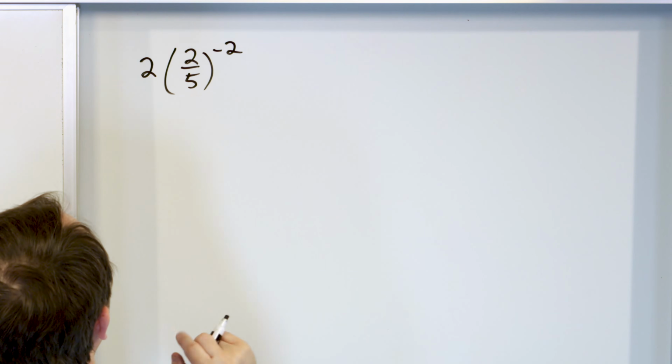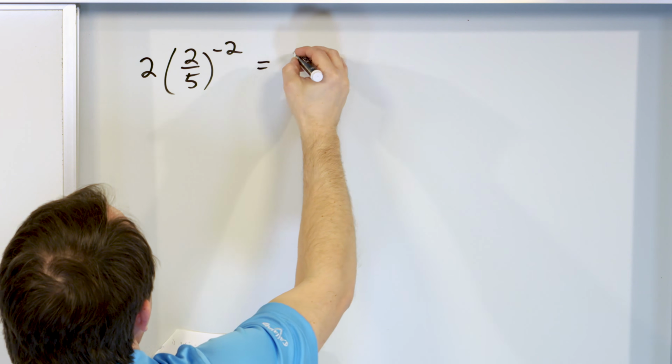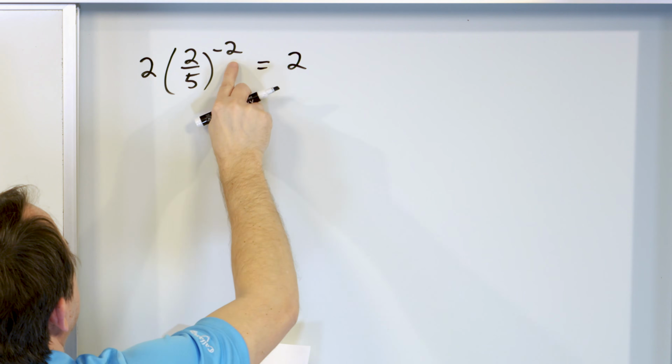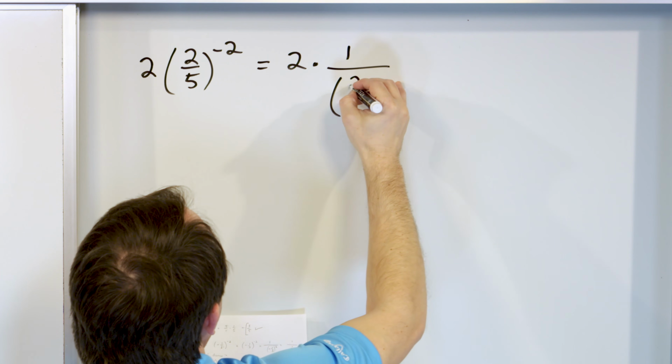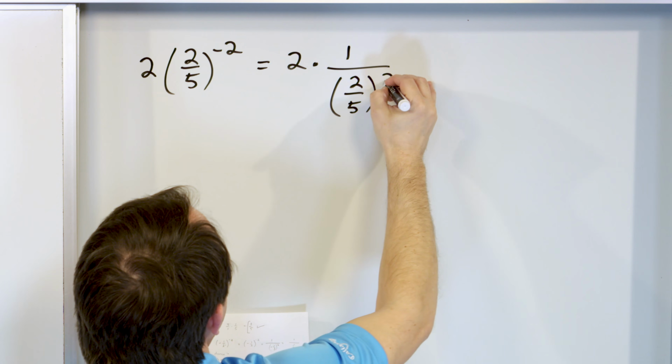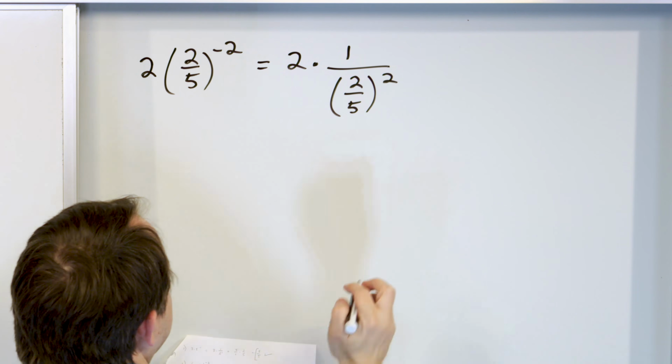So again, many ways of doing it, but I'm going to do it like this. What if we kept the front here? This is raised to the negative 2 power, so I'm going to multiply that by 1 over the fraction 2/5. But that fraction is raised to the positive 2 power. I moved it downstairs, made it a positive guy here.